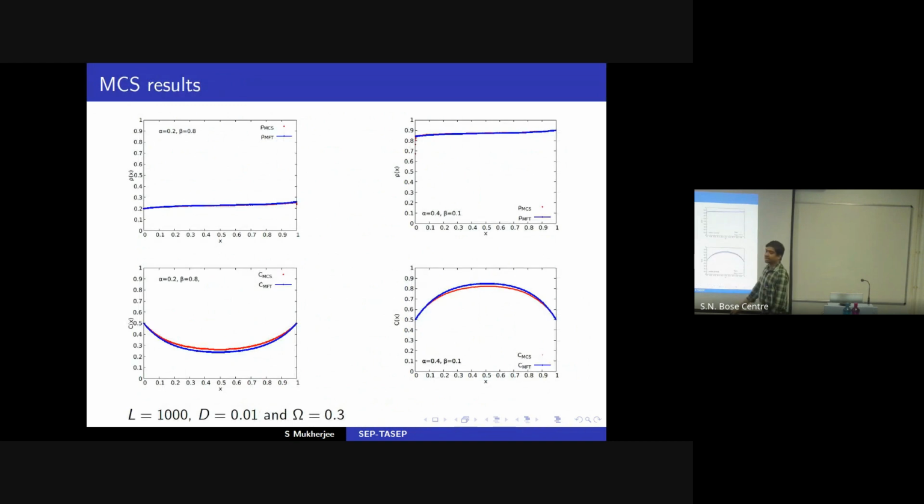Again, to check the accuracy of our MFT, we perform Monte Carlo simulation with the same system, L equal to 1000. Here we consider D equal to 0.01 and omega equal to again 0.3. We see that there is good agreement between the MFT result and the MCS.